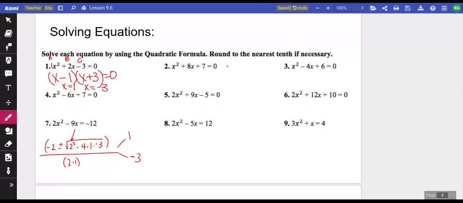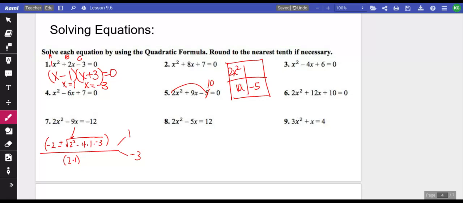So in number 5, originally we would solve this with the window method. We'd do 2x squared and negative 5, which is 10. And factors of 10 that subtract to be 9 are 10 and 1. And then following the sign chart, I get the binomials of x plus 5. So I know that one of my answers is going to be negative 5. And my other answer is going to be 1/2.